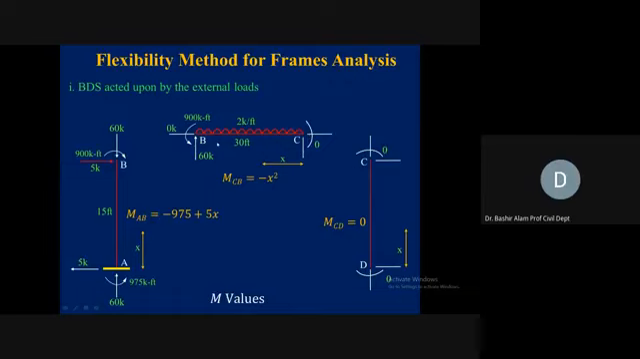Now let's analyze this member BC, the horizontal member, which is carrying a load of 2 kip per foot. In analyzing, we need to consider the support conditions. One option is that half of this 2 kip per foot load should be coming to joint C and half to joint B. But we cannot carry this half of the load to joint C. What is the problem?